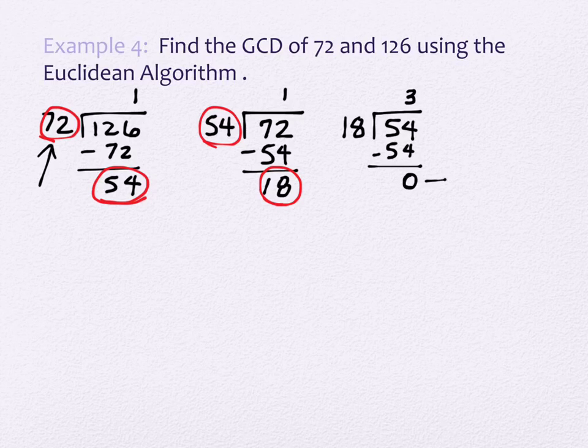So this tells us that we're done, right? The remainder of 0 tells us that we're done. And then the question is, okay, well then what is the answer? Well, the answer is the last number you divide by. So the GCD is 18.